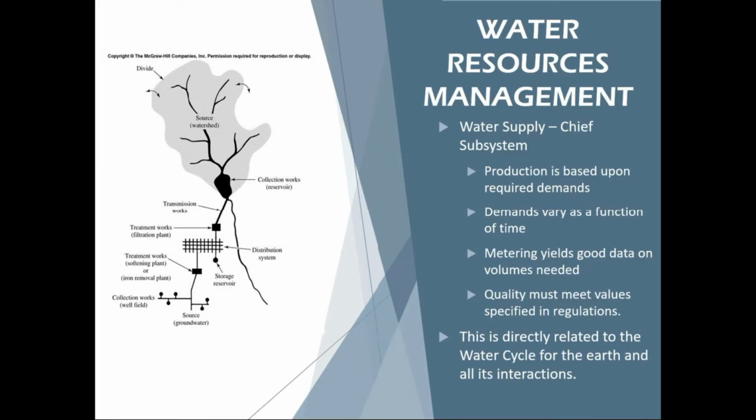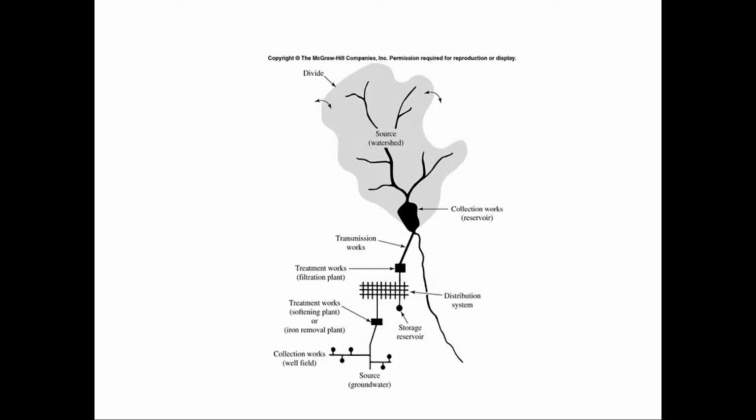Now, when you think about water resources management, one of your key components is looking at water supply, the chief subsystem. You've got groundwater wells that can feed into treatment, that can feed into your distribution system. You've got natural sources of runoff from watersheds to reservoirs, feed into treatment, feed into your distribution system. And in both cases, what you end up getting out of that is a collection of wastewater. And the wastewater would go through some type of treatment and then would have to be disposed of.